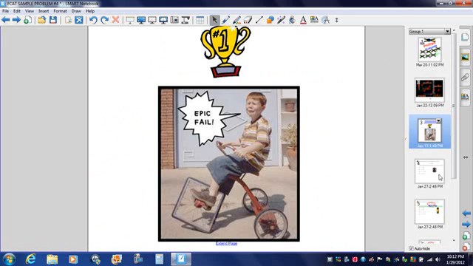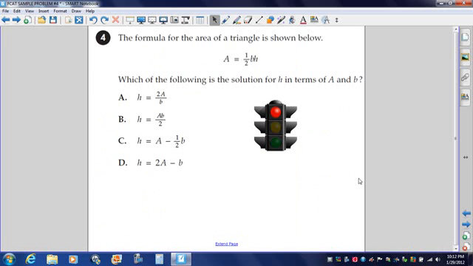If you would, please turn in your packet to problem number 4. Remember, on the FCAT, the first thing you're going to do is stop and read the problem. The formula for the area of a triangle is shown below. A equals 1/2 BH. Which of the following is the solution for H in terms of A and B?